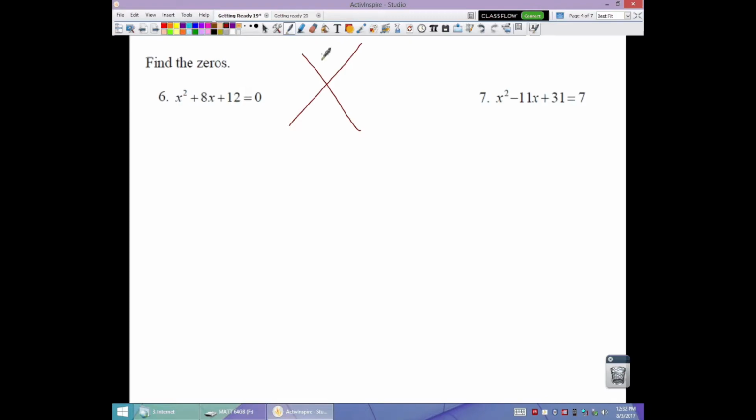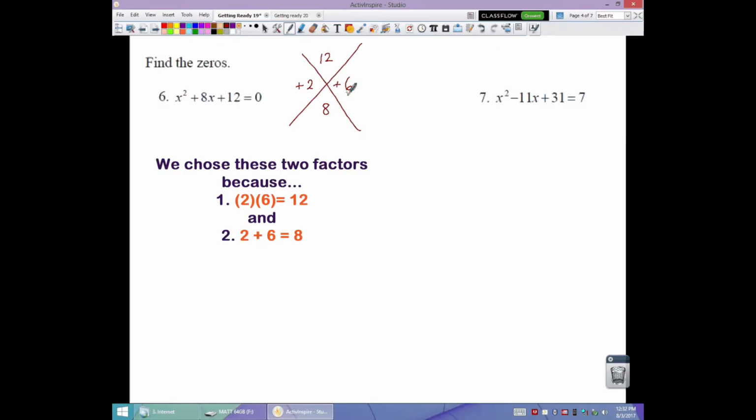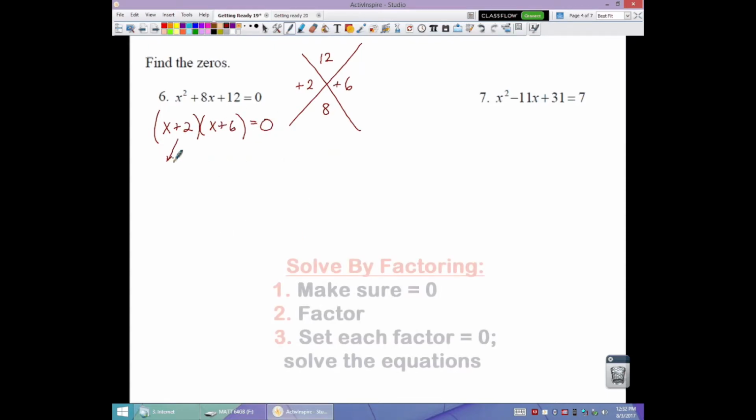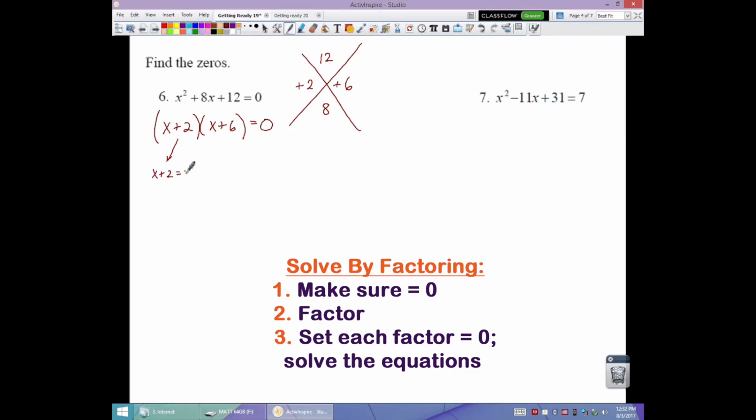I want a product of positive 12 and a sum of positive 8. Signs are the same, both positive. Factors of 12 that add up to 8 are 2 and 6. So this factors as x plus 2 times x plus 6 equals 0. So what would make x plus 2 equal 0? What would make x plus 6 equal 0? Well, negative 2 and negative 6.